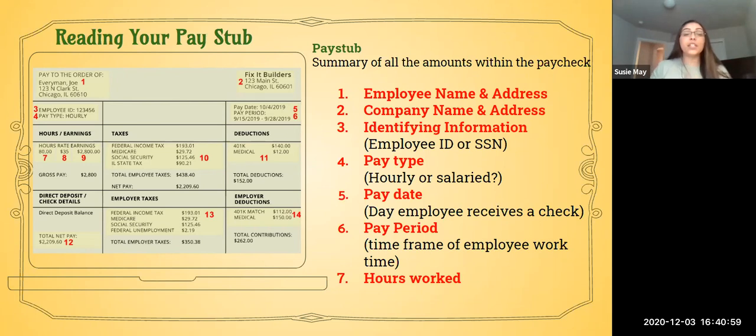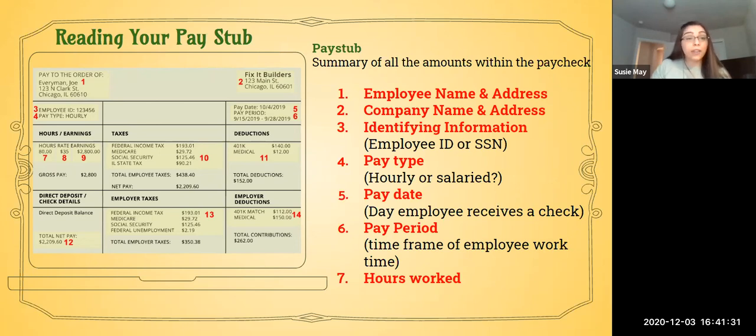So number one is your employee name. That's your name and address. And number two is the company name and address. And it's really important that your name and your address and the company's name and address is right and correct for tax and IRS purposes. Number three is your identifying information. That could be your employee ID and or your social security number.